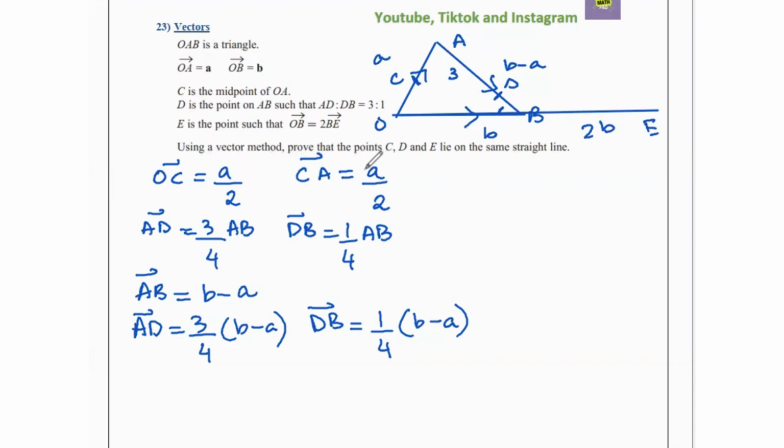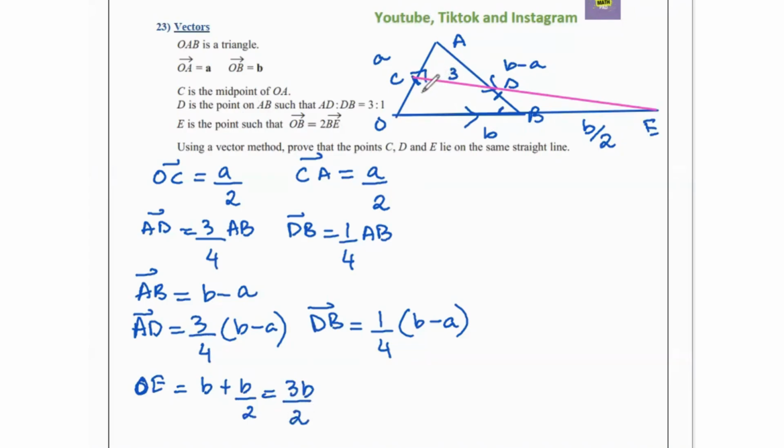Use a vector method to prove that the points C, D, E lie on the same straight line. OB is twice of BE. That means BE is going to be B over 2. So OE is going to be B plus B over 2, which is 3B over 2.